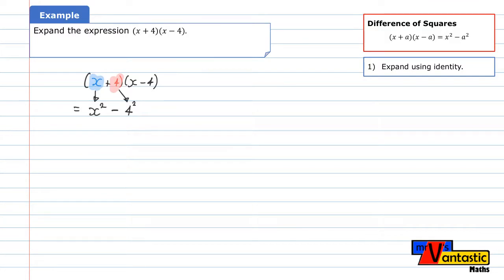Now usually it's nice to just expand this out just a little bit more. We can make this x squared minus 4 squared, 4 times 4 is 16. And that's how we can expand an expression that is the difference of squares.